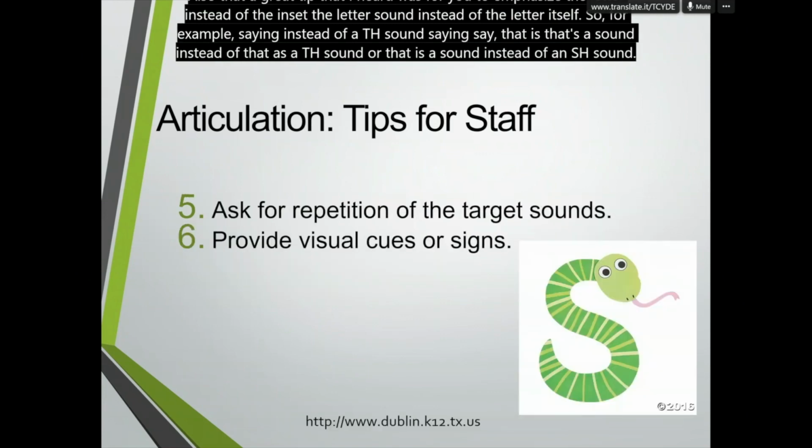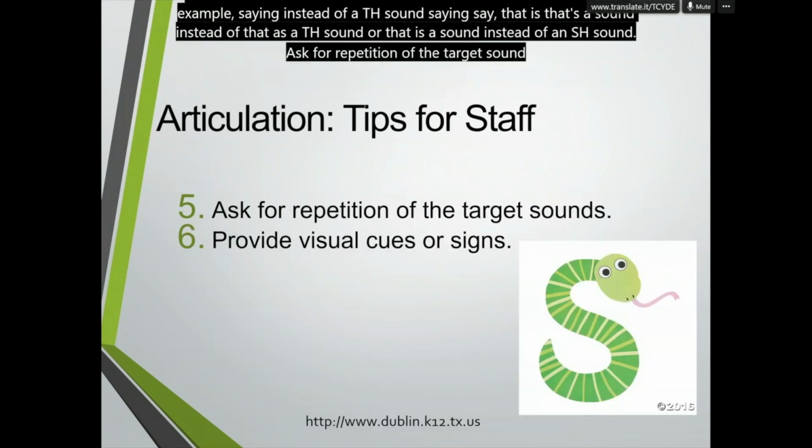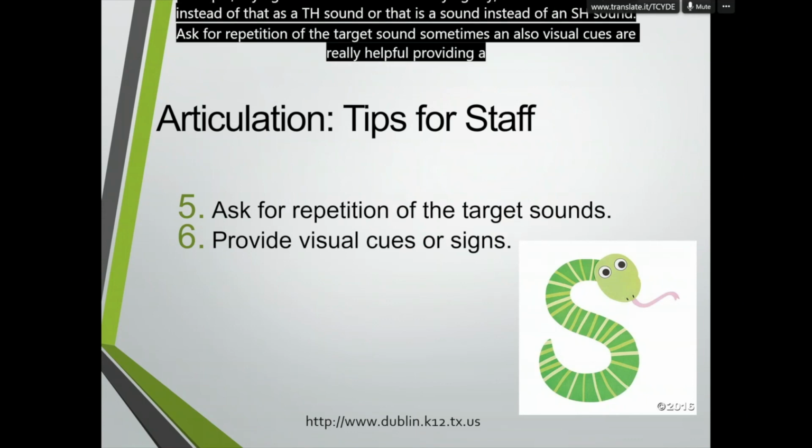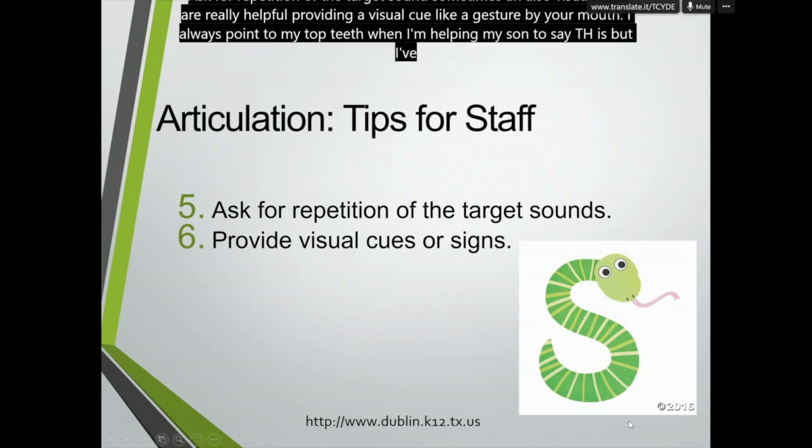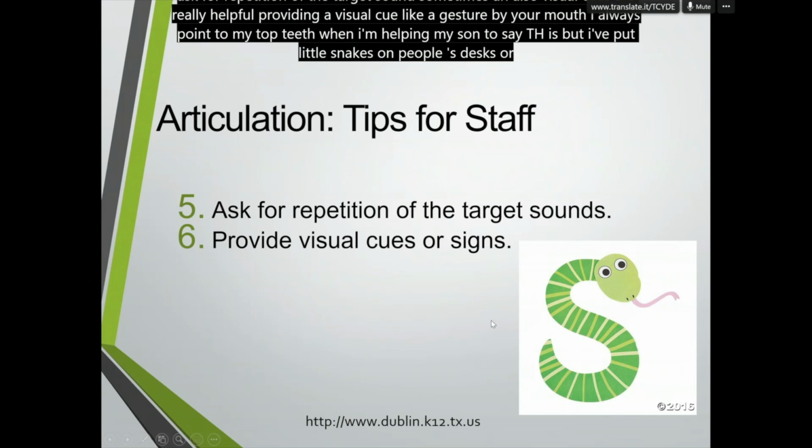Ask for a repetition of the target sound sometimes, and visual cues are also really helpful, like providing a gesture by your mouth. I always point to my top teeth when I'm helping my son to say THs, but I've put little snakes on people's desks or little visual cues that I could just point to.